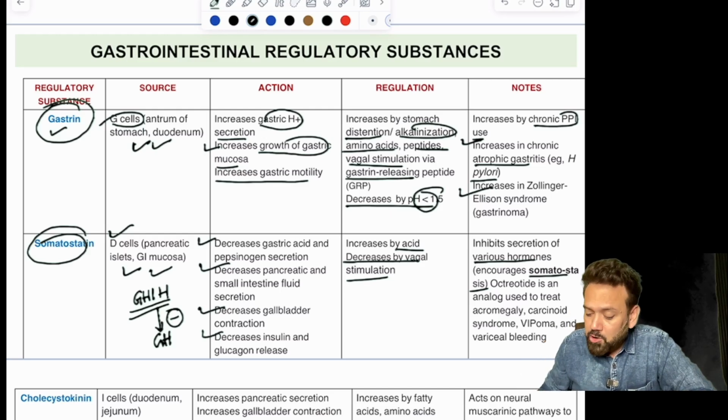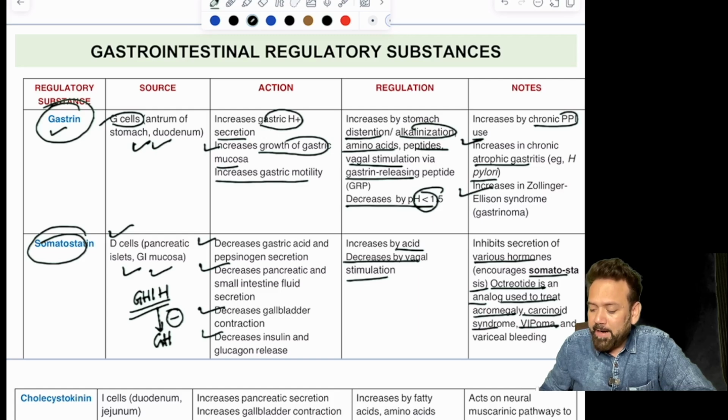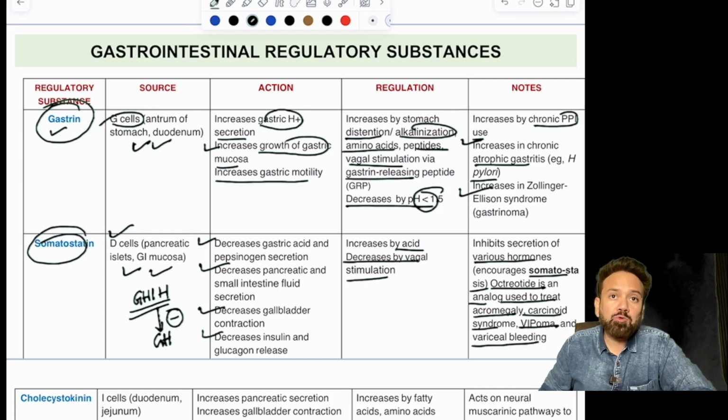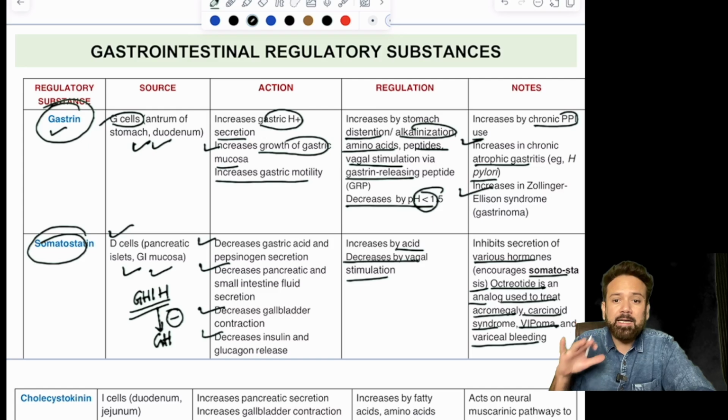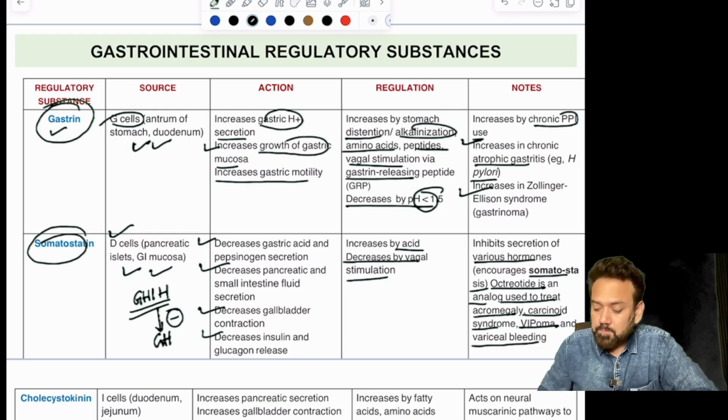That is why octreotide is an analog. Octreotide is the analog of what? Somatostatin. It is used to treat acromegaly, carcinoid syndrome, VIPoma, and variceal bleeding. So somatostatin causes inhibition. That is why whenever growth hormone is more, like in case of acromegaly, it will cause inhibition of growth hormone. So it can be given as a treatment.